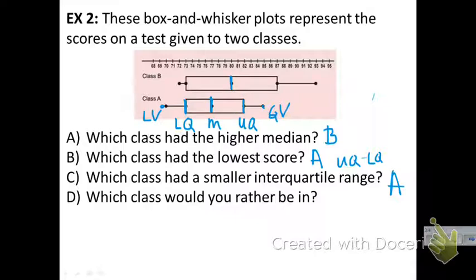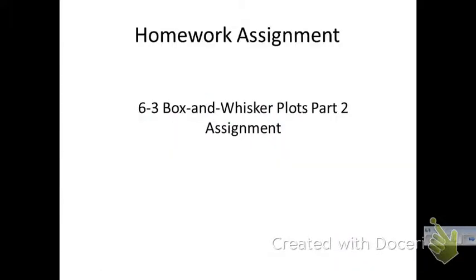And then which class would you rather be in? We had a good discussion about this. Most of my classes said they would like to be in B because the median was higher and it had higher grades, and its lowest value was not the lowest value in class A. Alright, hopefully this will help you with your 6-3 Part 2 homework assignment.